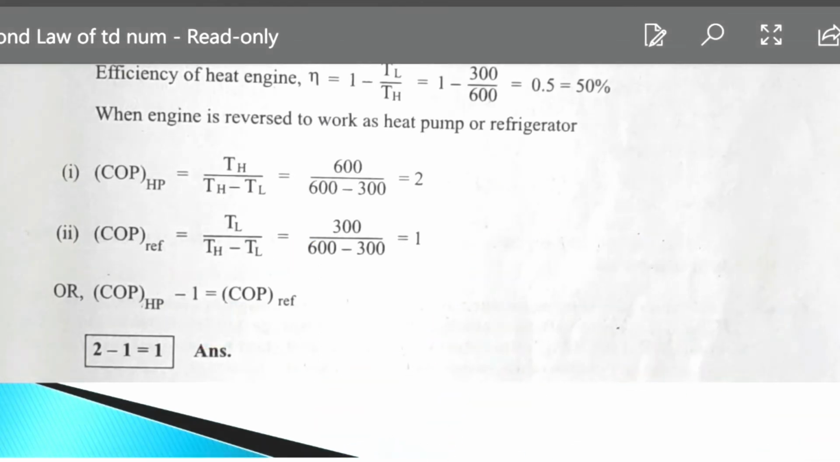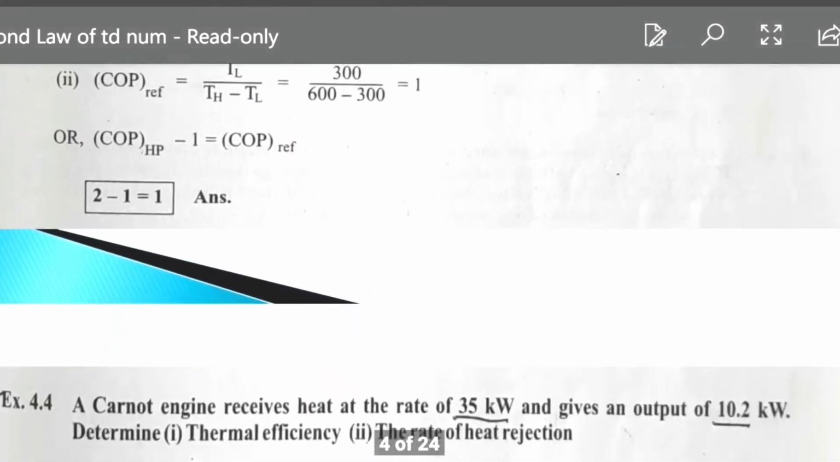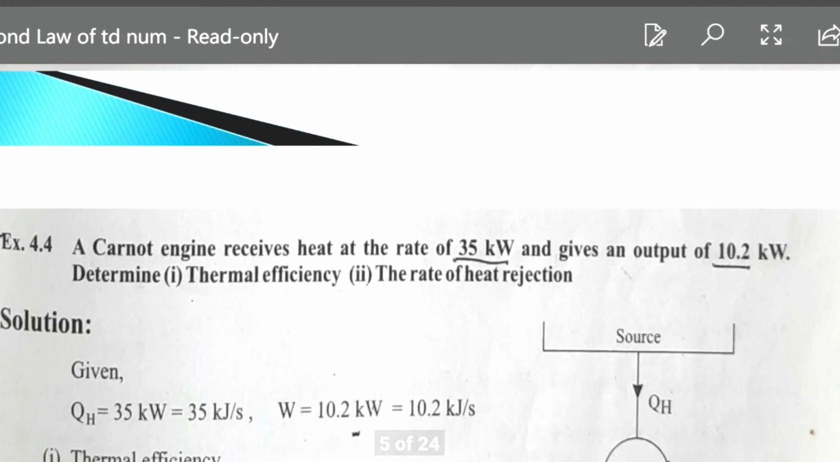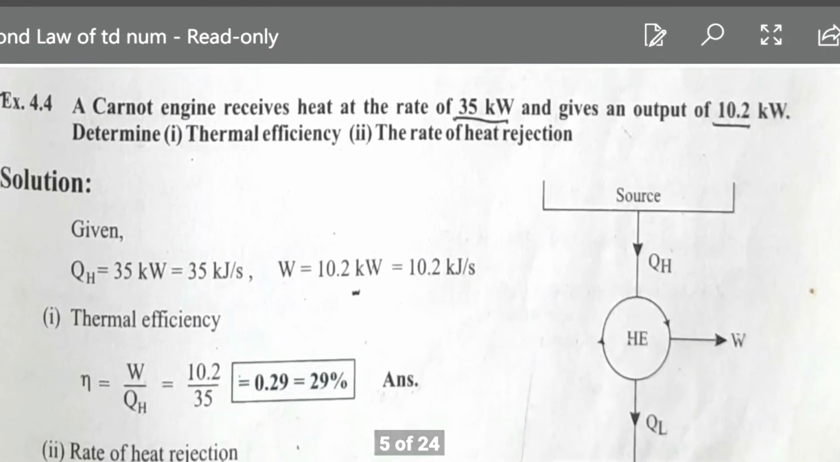Okay, so this is 2 minus 2, that is equal to 1. Okay, now next problem is a Carnot engine receives heat at the rate of 3.5 kilowatt and gives an output of 10.2 kilowatt. Determine thermal efficiency, the rate of heat rejection.